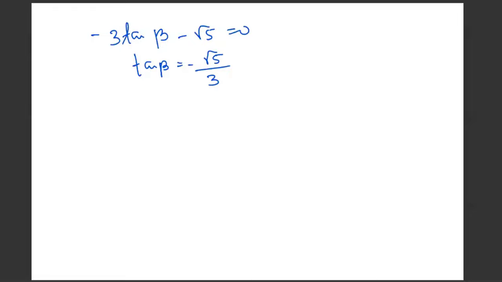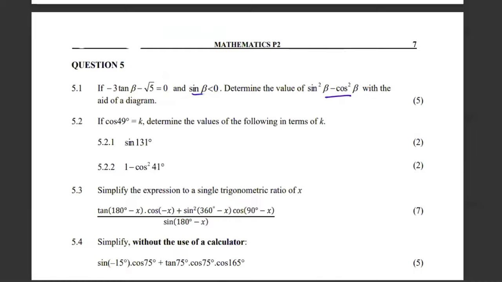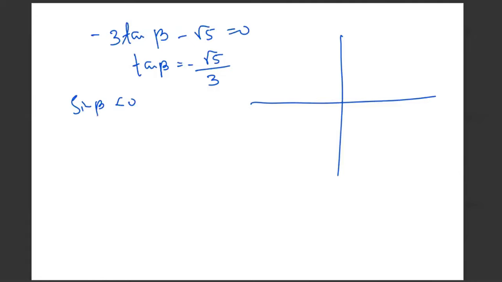And then in which quadrant is the tan negative, but also the sine of beta being negative. So sine is negative and the tan is also negative. So sine is positive, tan is positive here, meaning that our target could be the last quadrant here. Okay, so in the last quadrant, we're looking at tan, which is the opposite over adjacent. So it's a negative root 5, and then this is a 3.